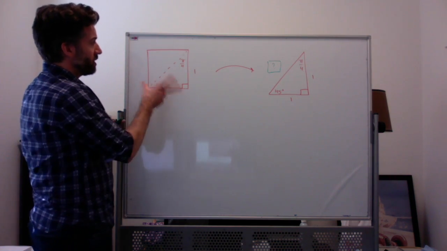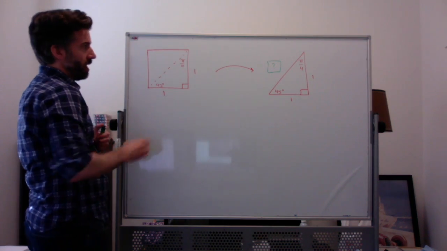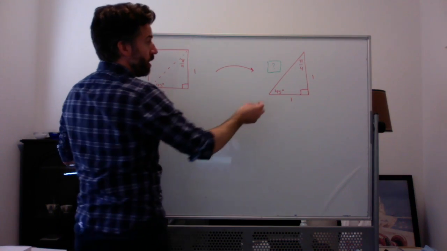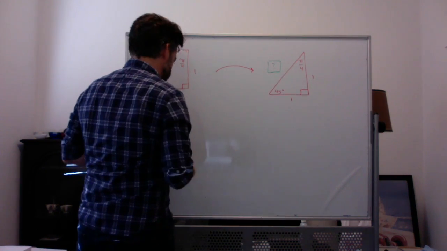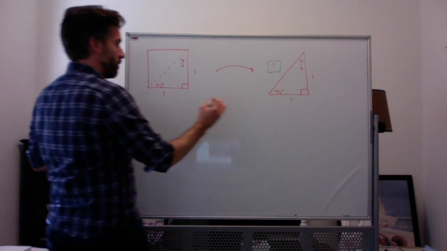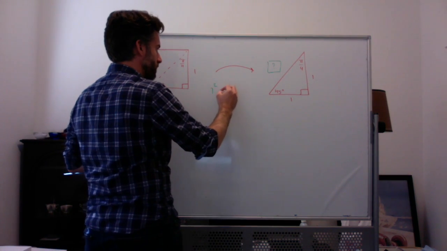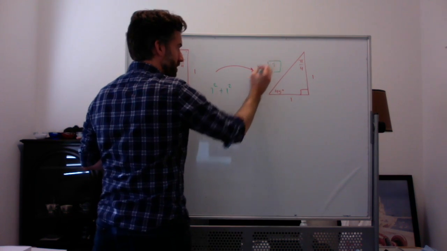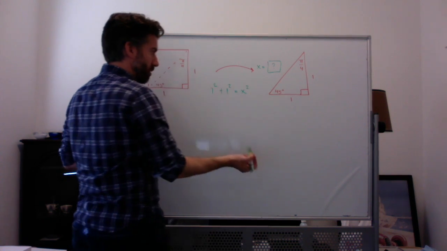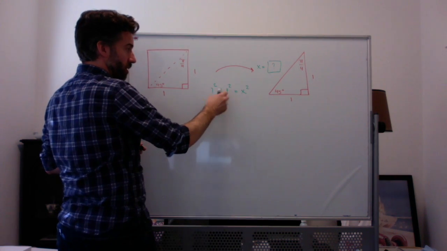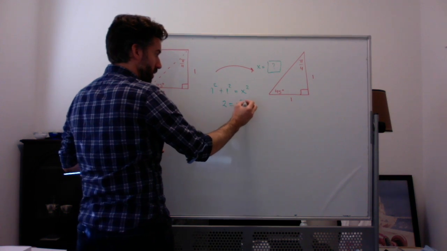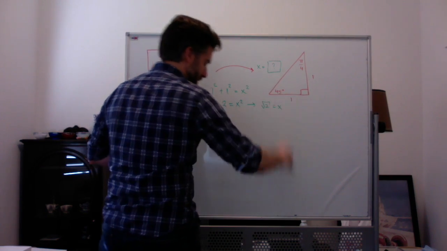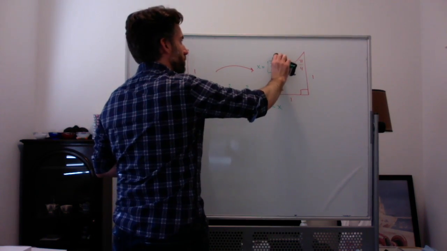So we start with a square, each side length being 1, and then we cut it in half on the diagonal to get this triangle, this right triangle. This side's 1, this side's 1, and we need to find this third side. So we're going to use the Pythagorean theorem. We're going to say that 1 squared plus 1 squared equals, I'm going to call this x squared. 1 squared plus 1 squared is 1 plus 1, which is 2, equals x squared. Taking the square root of both sides, we get the square root of 2 is equal to x. So this side here is the square root of 2.